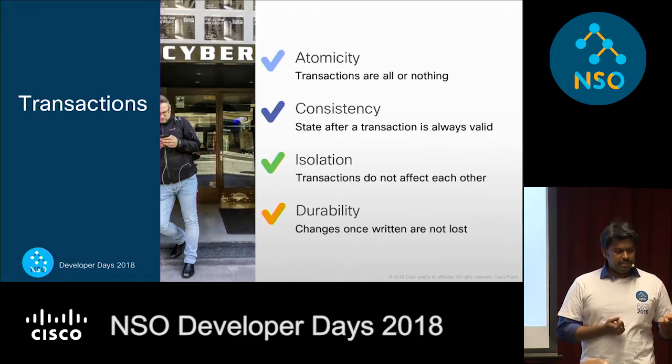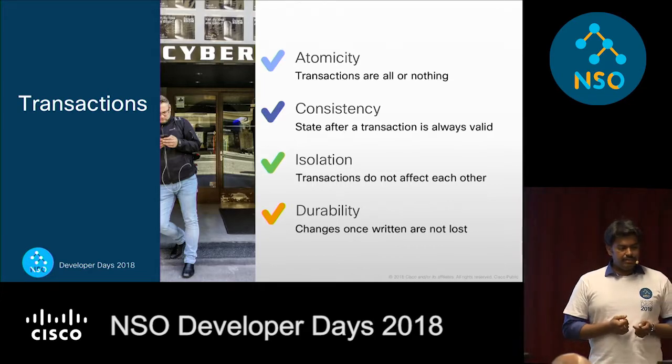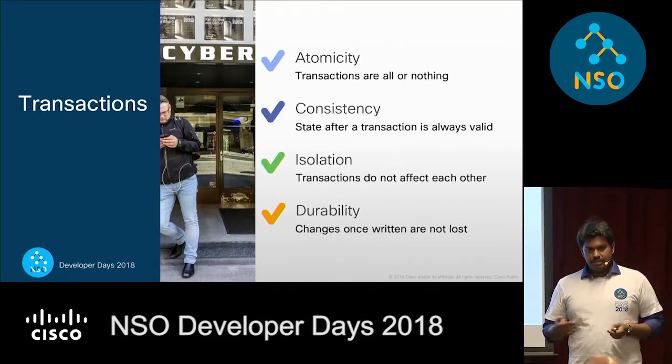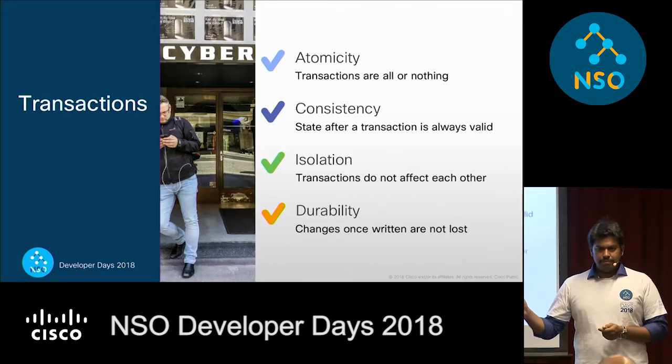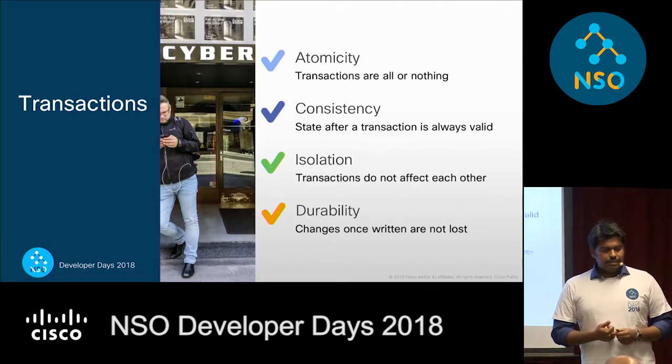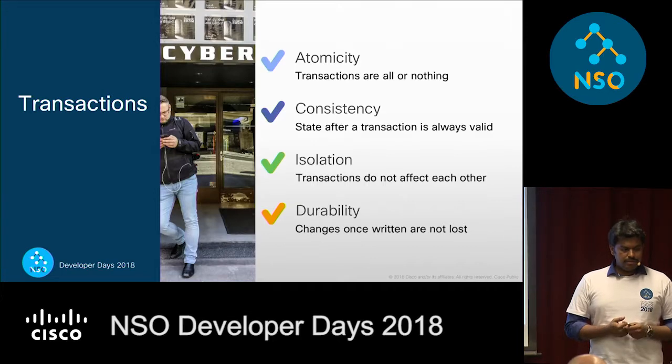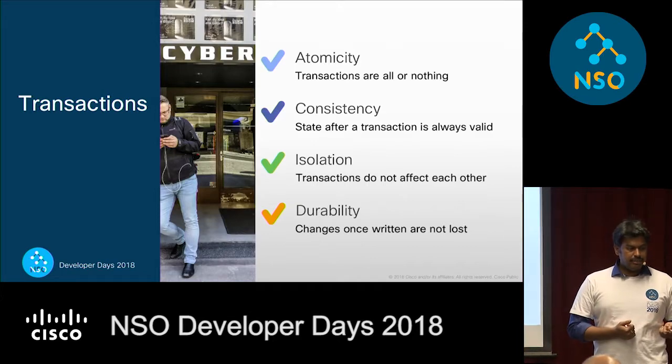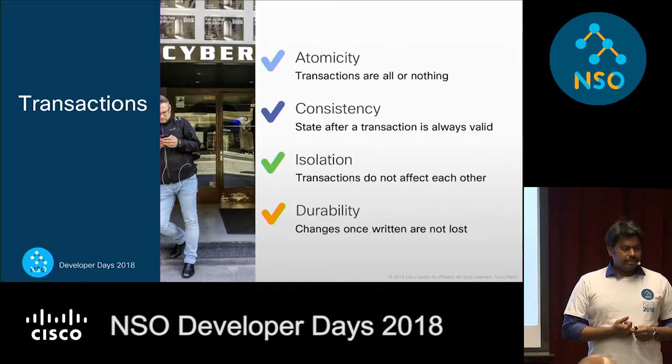So the first is atomicity. What that means is a transaction is all or nothing. So either the whole thing completes fully or nothing is done, nothing is changed. And that's the first criteria. And the second one is consistency.